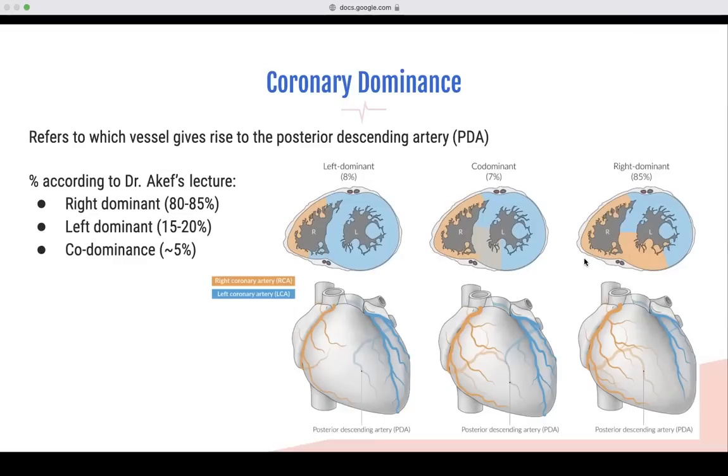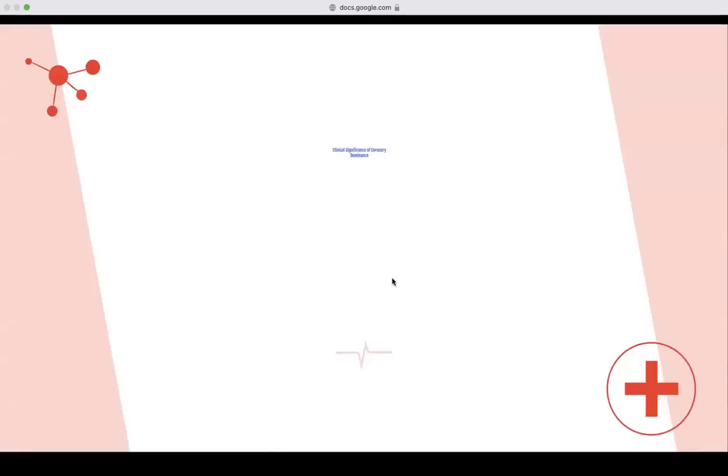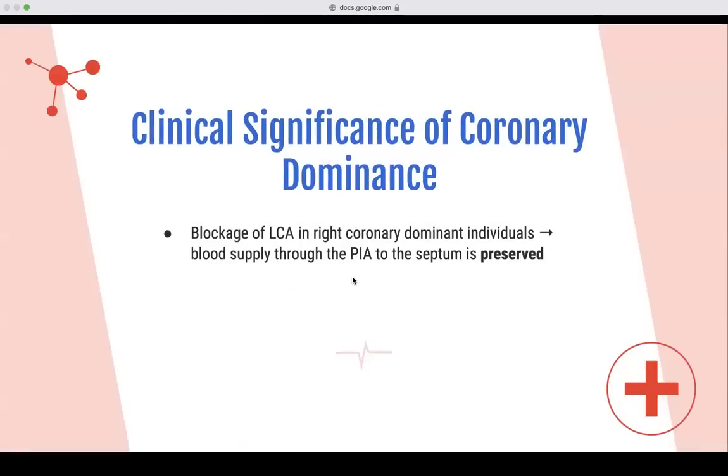Okay, so that's why most people are right coronary dominant, and that's why it's actually a good thing to be right coronary dominant. Okay. Now, next. Okay, so this is what I basically just explained.